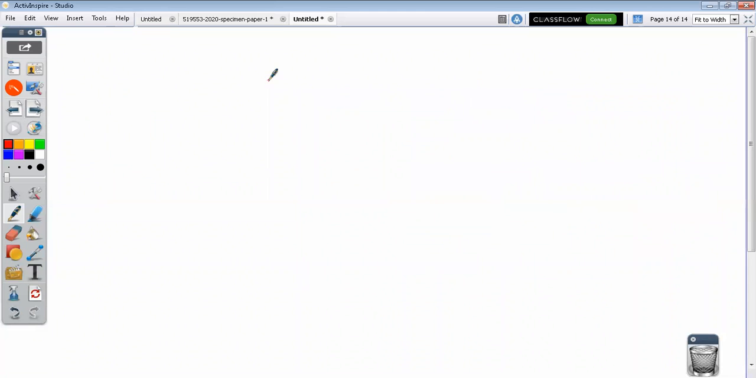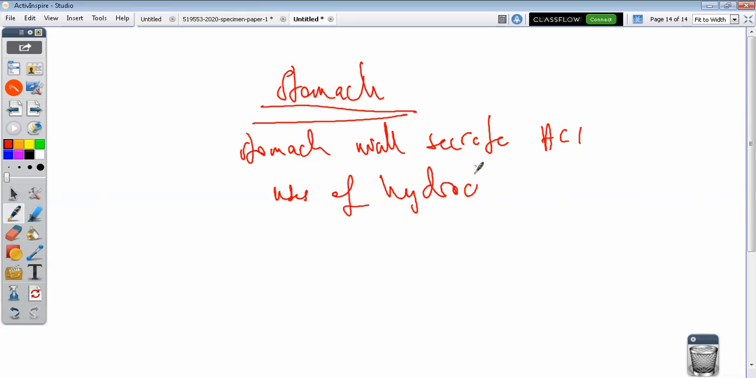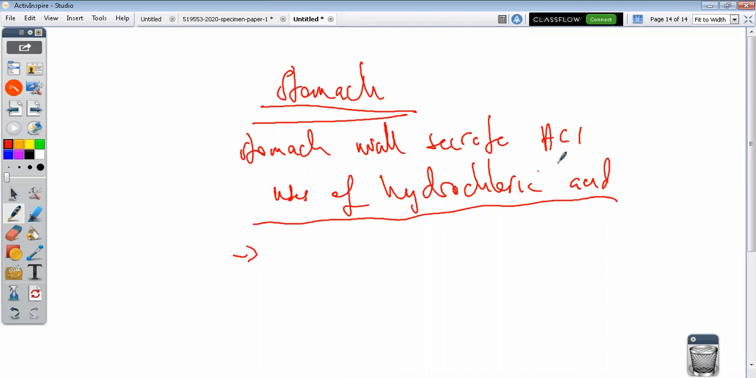Now, the last thing before the next lesson: in the stomach, what happens? The stomach walls secrete hydrochloric acid. What are the uses of hydrochloric acid? It makes the stomach an acidic condition. It provides the acidic condition.